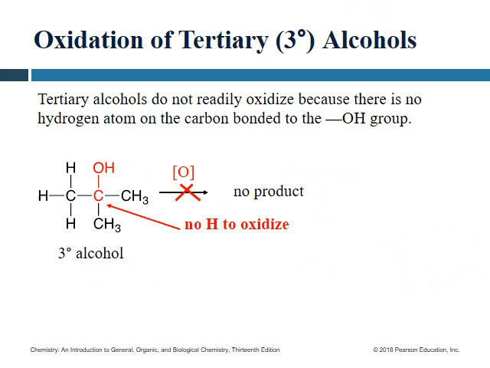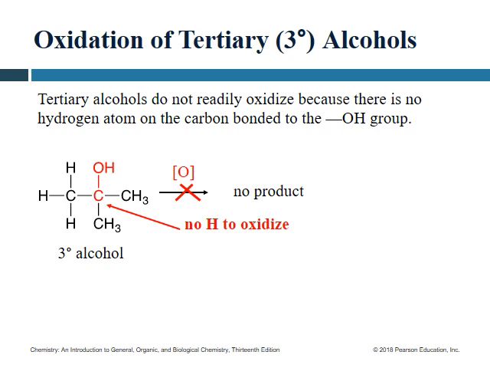What happens when we are working with tertiary alcohols though? In case of tertiary alcohols, how would they look? They would look something like this. This is the carbon. It is already bonded to three other carbons, three other alkyl groups, and an OH.